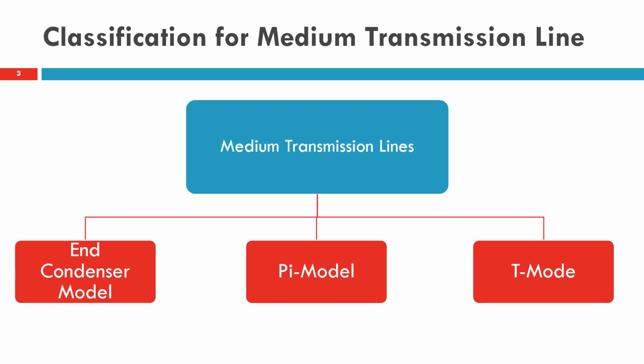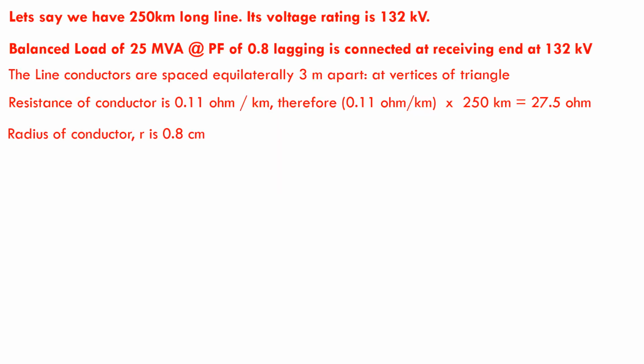These three models are derived based on the way in which we consider the effect of shunt capacitance of the line. In case of the end condenser model, we consider the effect of shunt capacitance at the end of the line. Whereas in pi model and T model, the way in which the shunt capacitance is considered is different. In the subsequent slides, I will discuss how the shunt capacitance can be considered in pi and T model. So let us start with the first category of medium transmission line, that is the condenser model.